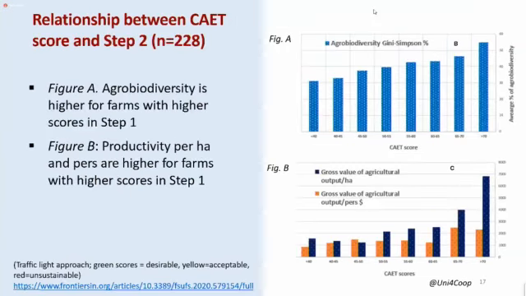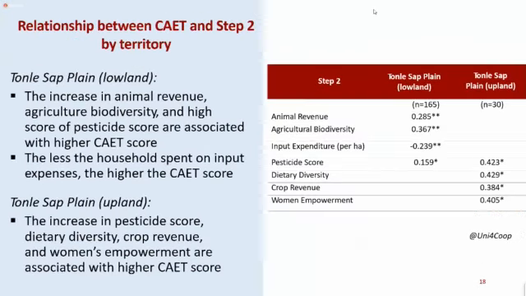We also see higher agrobiodiversity with the higher transition of the agroecology farm, and also higher land and labor productivity. But then we found that the relationship could also be different between the territories.